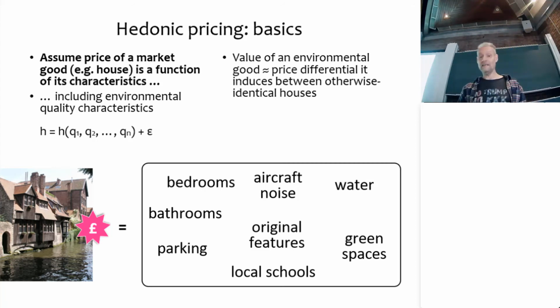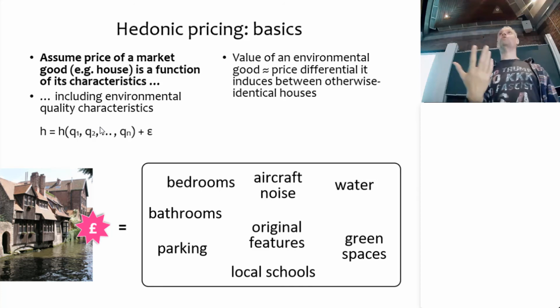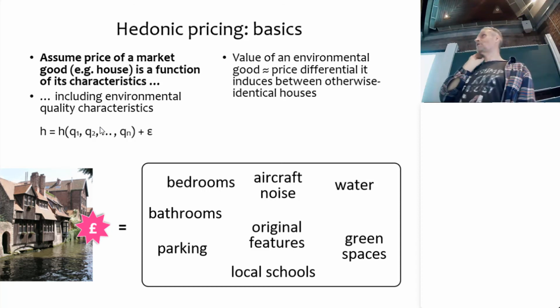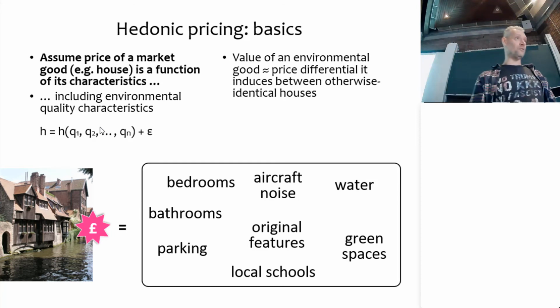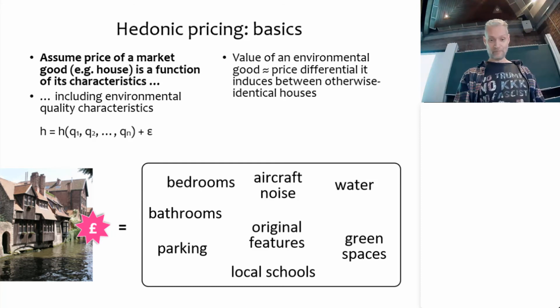And then, if one of these Q's, if one of these attributes is green spaces or proximity to water, then you can play around with this, right? And say, what if this house were further removed from water? What would the drop in value be, assuming that people value proximity to water positively?